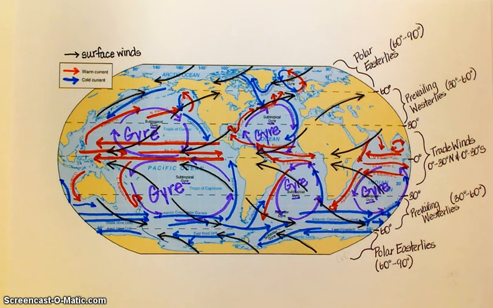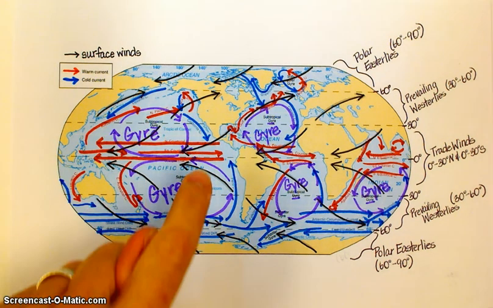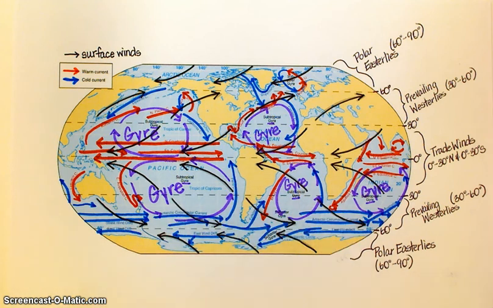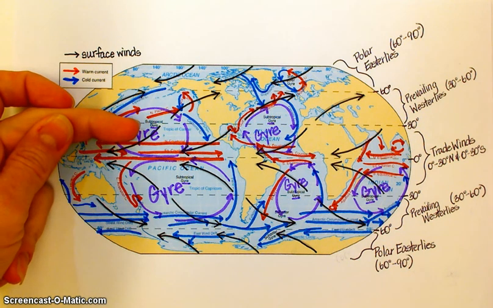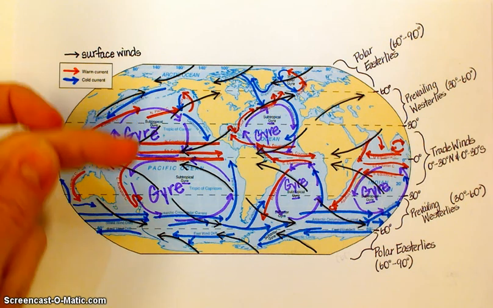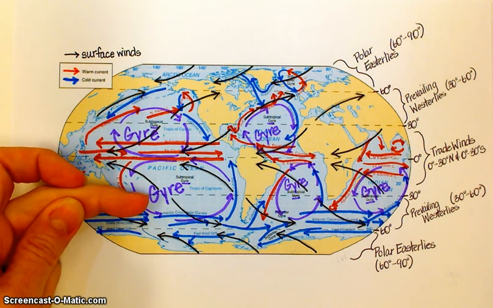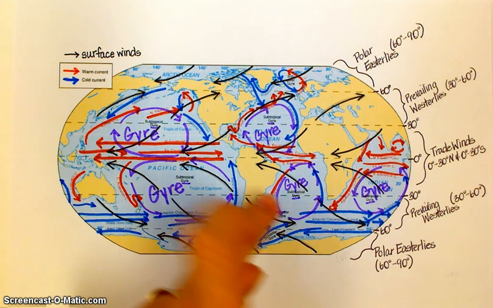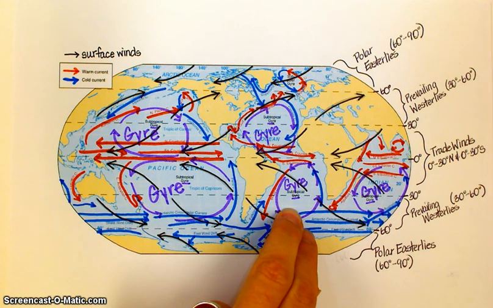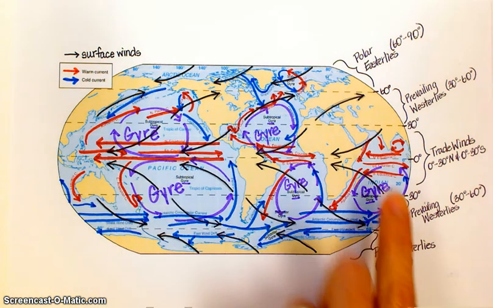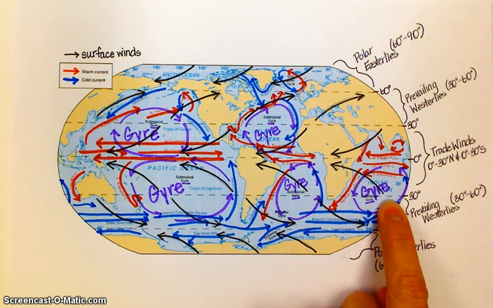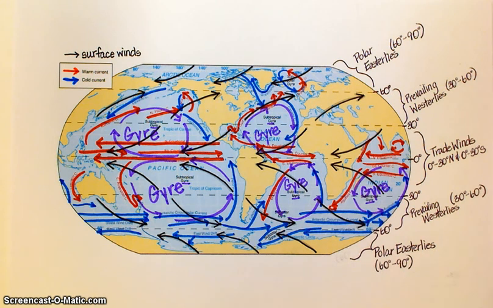Okay, so I've taken a purple marker and I've just basically drawn the loops that represent those large general ocean circulations. And there's 5 major gyres that we see in the world's oceans. So this one would be the North Pacific Gyre because it's in the Pacific north of the equator. This would be the South Pacific Gyre because it's in the Pacific Ocean south of the equator. This would be the South Atlantic Gyre, and this would be the North Atlantic Gyre, and then this is the Indian Ocean Gyre.